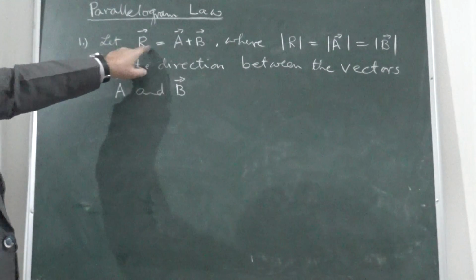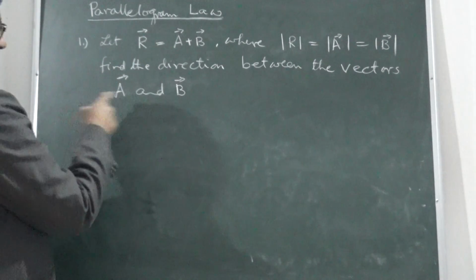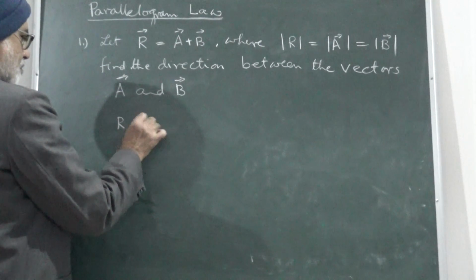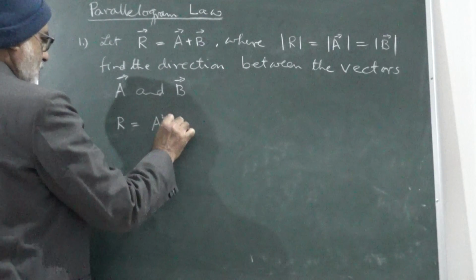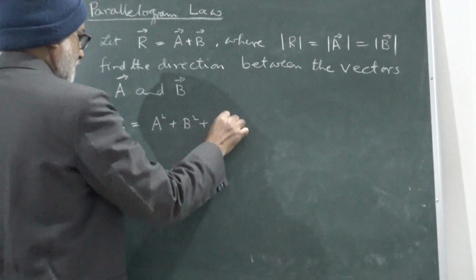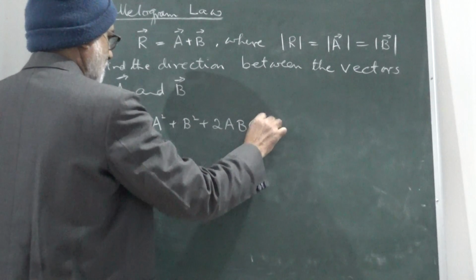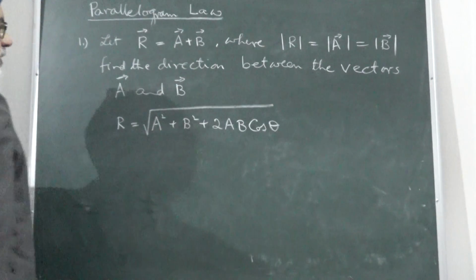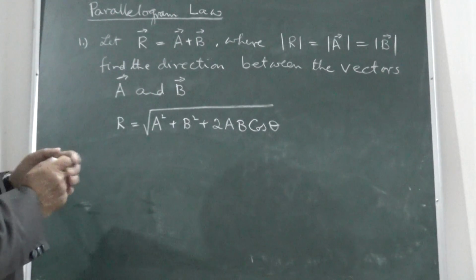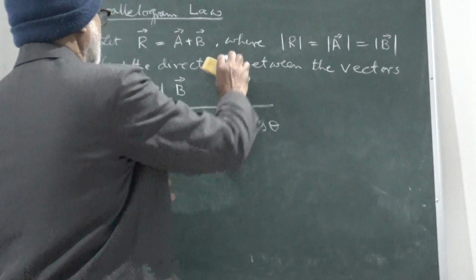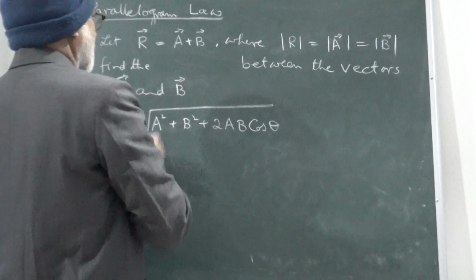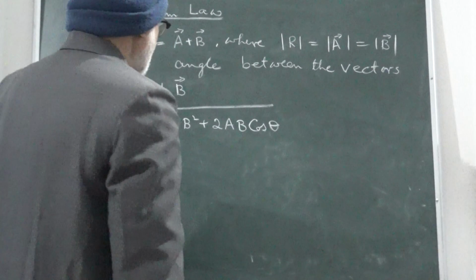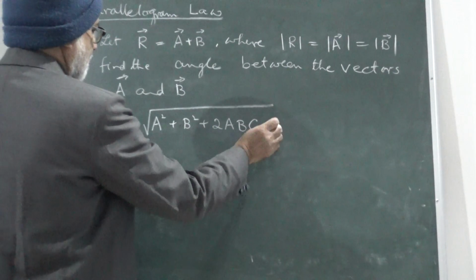Now the resultant of the two vectors A and B is given by this formula. The magnitude of the resultant, we have just found out, is given by the square root of A square plus B square plus 2ab cos of the angle between them. Let the angle between them be theta, and that we have to find out. Find the angle between the vectors A and B. So this is the angle between the vectors A and B, and this we have to find out.